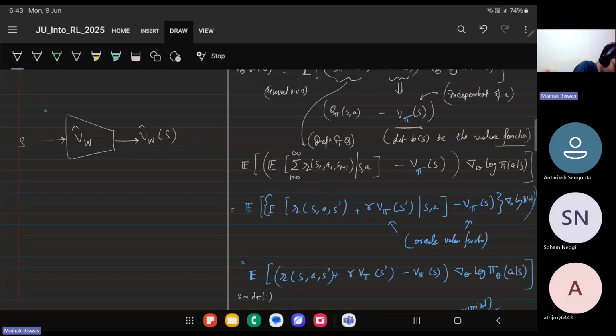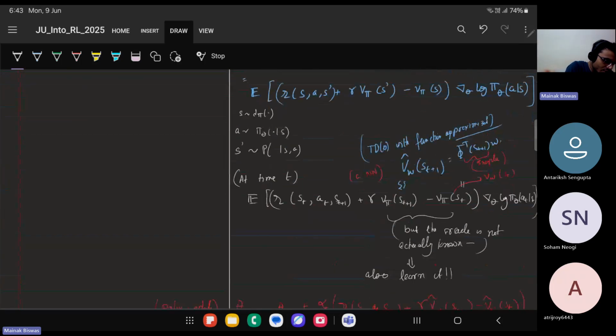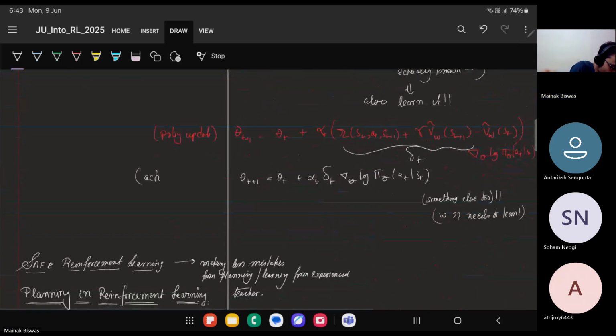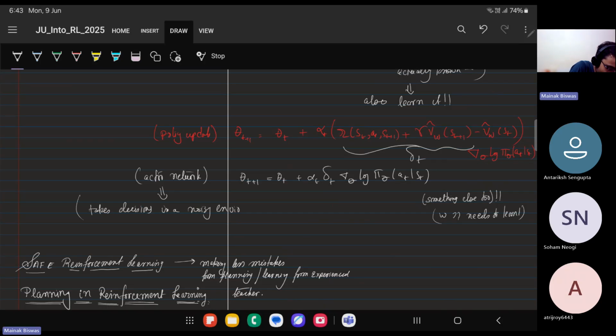Yes, correct. This is called the critic network. The critic network tells you the value function. And this is called the actor network, that takes decisions in a noisy environment. Clear? So now let us try to integrate them.